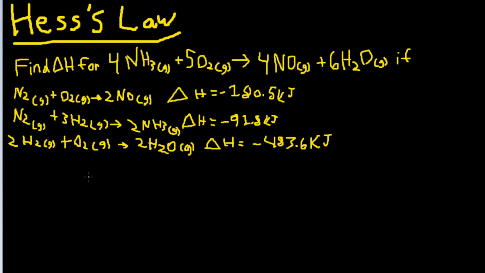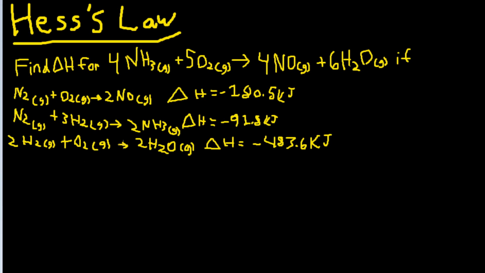Okay, so let's move on to our final part of the video, which is Hess's Law problems. Now for this problem, it's saying to find the change in heat for 4 moles of ammonia gas plus 5 moles of oxygen, which turns into 4 moles of, I think it's nitric oxide gas, plus 6 moles of water gas. And then it gives you a couple of other things, which is different conditions if nitrogen plus oxygen equals 2 moles of nitric oxide with the enthalpy value of negative 180.5 kilojoules, and then a few more like that.